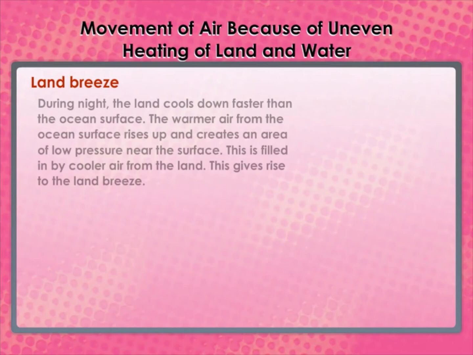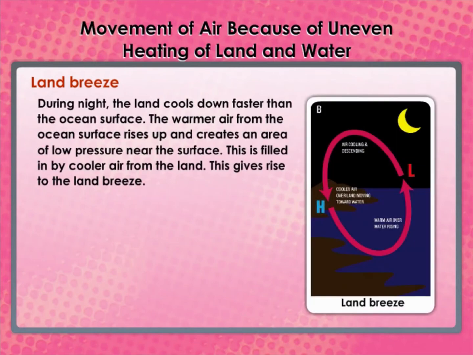Land breeze. During night, the land cools down faster than the ocean surface. The warmer air from the ocean surface rises up and creates an area of low pressure near the surface. This is filled in by cooler air from the land. This gives rise to the land breeze.